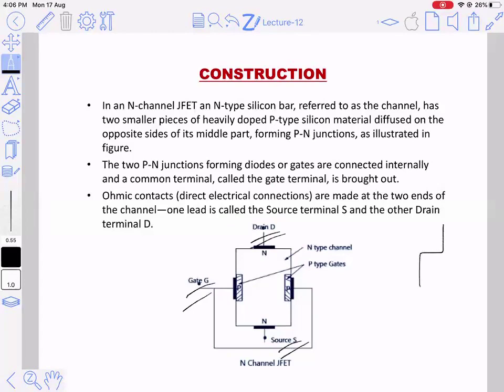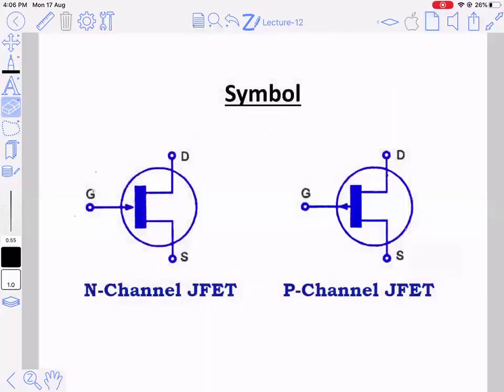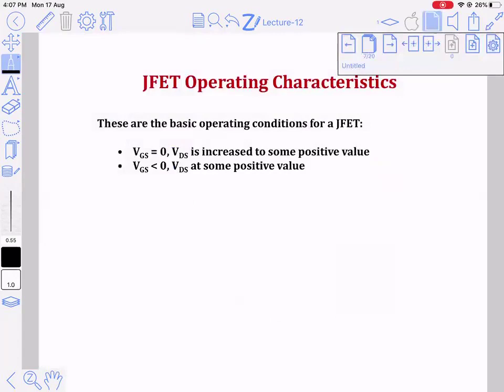The symbol of N-channel JFET is the arrow mark goes inside. So this is the gate, this is the drain, this is the source. Remember? And for P channel, the arrow mark goes outside. So this was the symbolical representation of N-channel JFET and P channel. So how do you determine which is drain and which is source? For N-channel, the drain is at a higher potential than source. And over here, the source is at a higher potential than drain. Right?